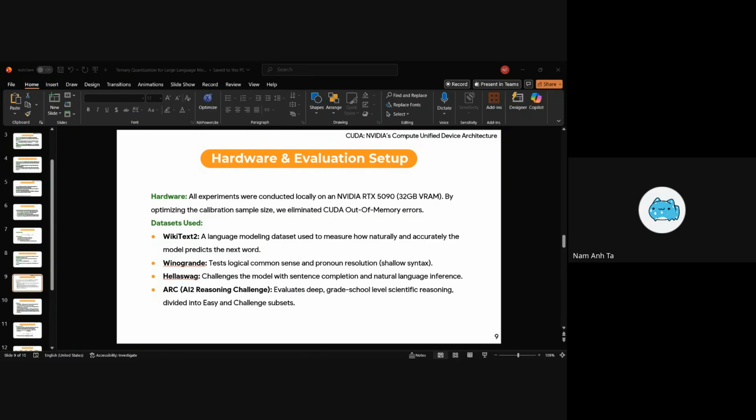Besides the Wikitext, we will have the Winogrande dataset right here. This dataset is a fill in the blank problem. So you will have a sentence or paragraph like this. You have 2 choices, and the model will have to choose between these 2 choices to fill in this blank. So we can measure the accuracy from those choices of the model.